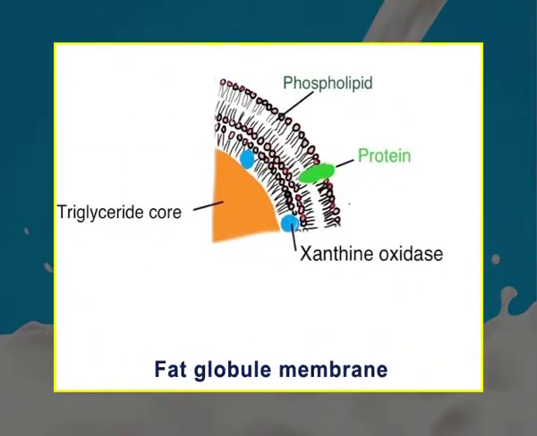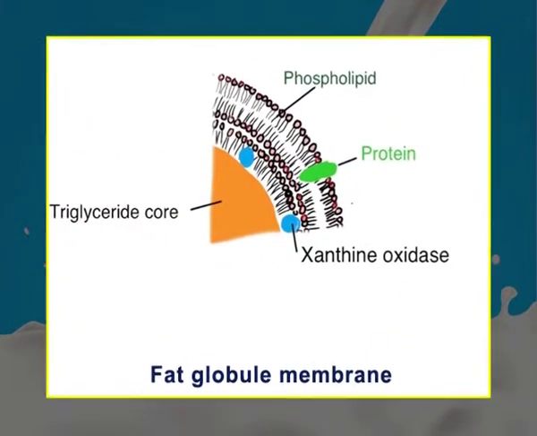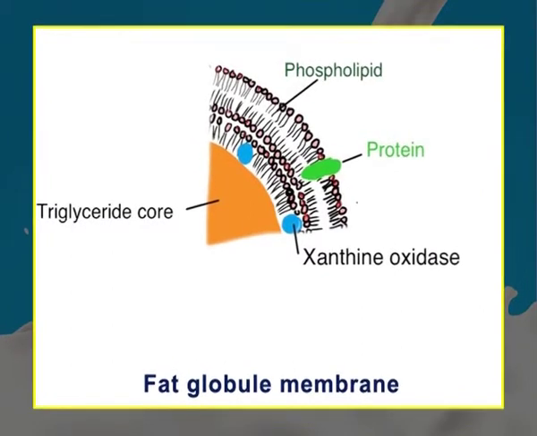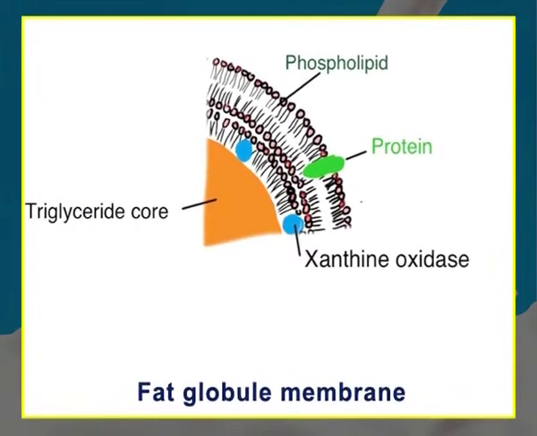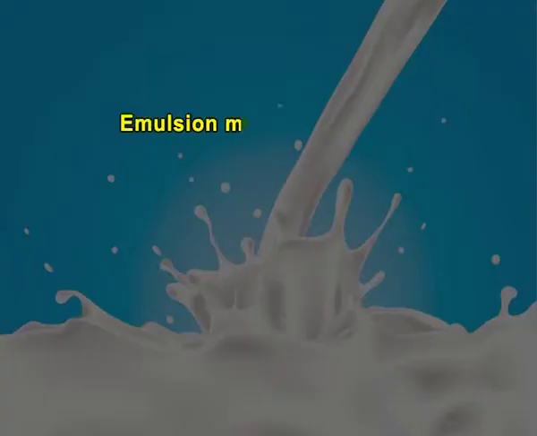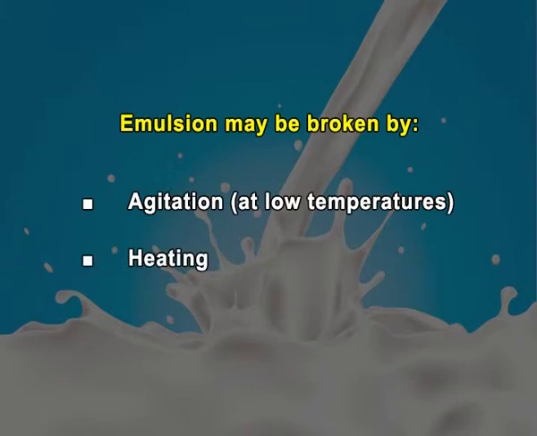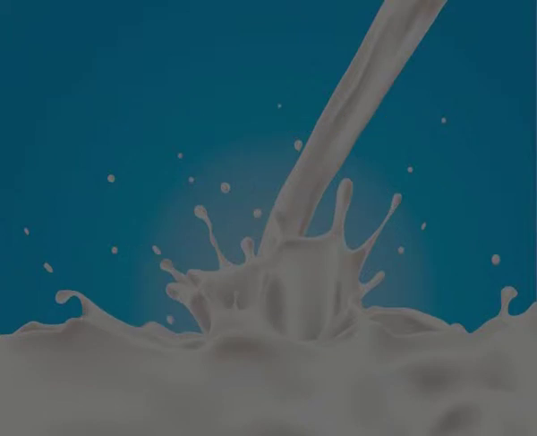The surface of these fat globules is coated with an adsorbed layer of material commonly known as the fat globule membrane, made of phospholipids and proteins in the form of a complex. It stabilizes the fat emulsion and prevents the fat globules from coalescing, keeping them separated from one another. The emulsion may, however, be broken by agitation at low temperatures, heating, freezing, etc.